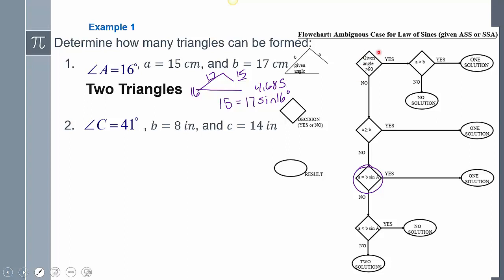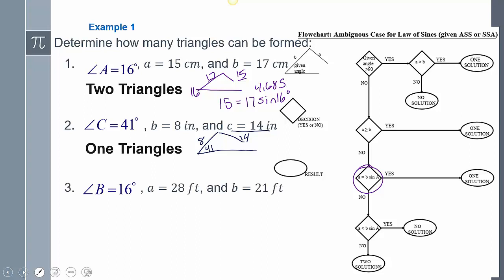So first question, is your given angle... Now my given angle is C. So my given angle is 41. This is the side opposite, so 14, and this is 8. Remember, given angle, side opposite, adjacent. So is my given angle greater than 90 degrees? No. Is my side opposite greater than B? Is this greater than this? The answer is yes, so it's going to be one solution. So get one more. I want you guys to try this one out real quick, and then we'll go over it. Notice it's blue, so copy that down.